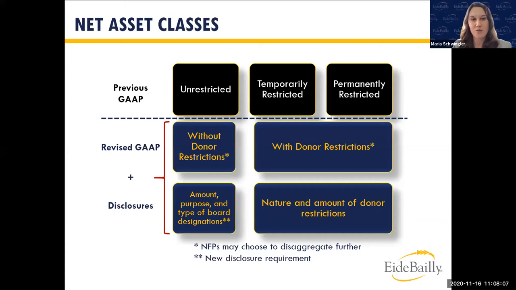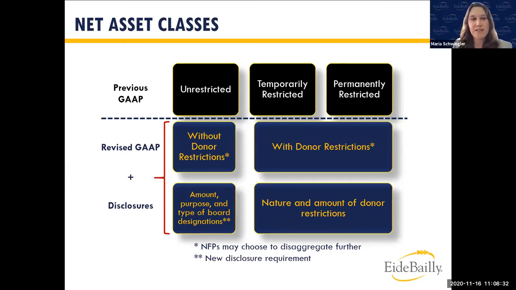Previously, those three classes were permanently restricted, which was most commonly referred to as a donor-restricted endowment; temporarily restricted, those donor-restricted dollars that are restricted for a specific time or purpose; and then unrestricted. There was a fair amount of confusion in practice for readers of financial statements to really understand what the difference between these three categories were.